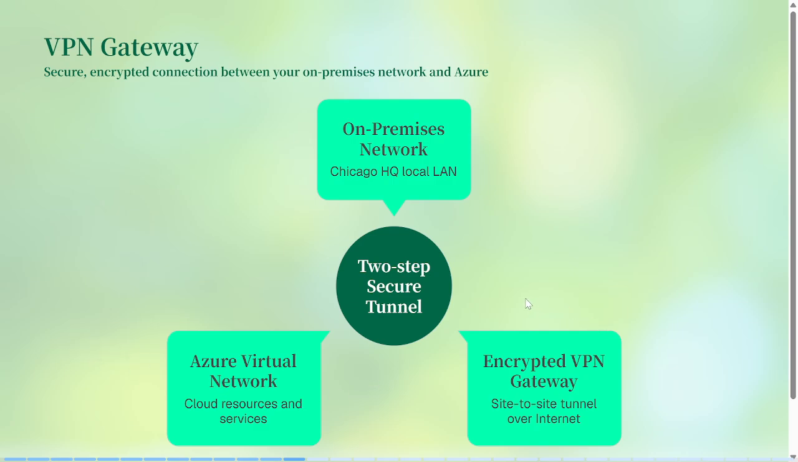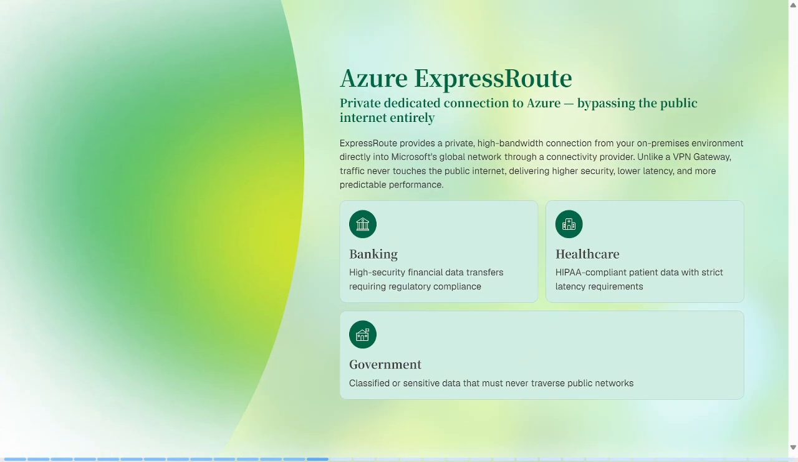ExpressRoute: private dedicated connection plus highest performance. Azure ExpressRoute provides a private dedicated connection between your on-premises data center and Microsoft Azure. The key difference from VPN Gateway is that ExpressRoute completely bypasses the public internet. Instead, your network connects directly to the Microsoft global backbone through an approved connectivity provider.